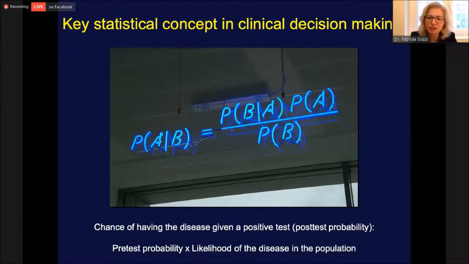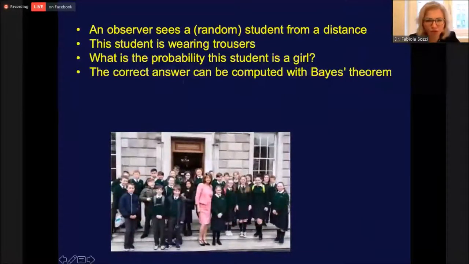What is important in this mathematical concept is that it is the base of the clinical decision applied to the heart, applied to coronary artery disease. Look at this picture. This is a school. You see boys and girls. Some have trousers, some have skirts. I want to make a simple example of what Bayes theory is. If we are observers of this school and randomly look at one student from a distance, the question is: is the person wearing trousers a boy or a girl?